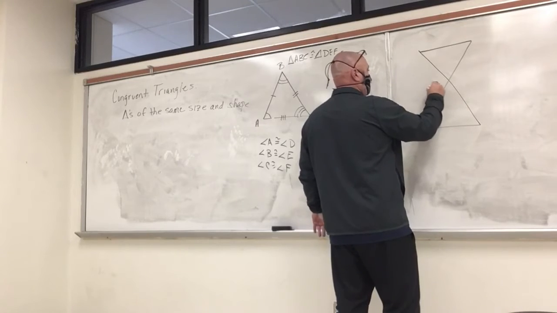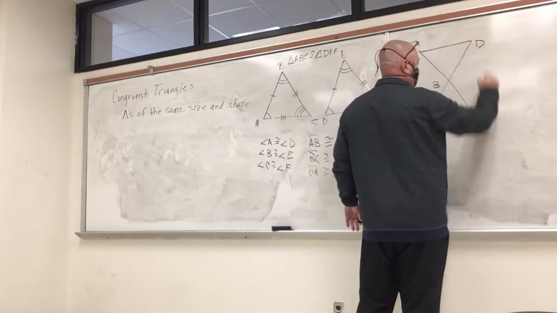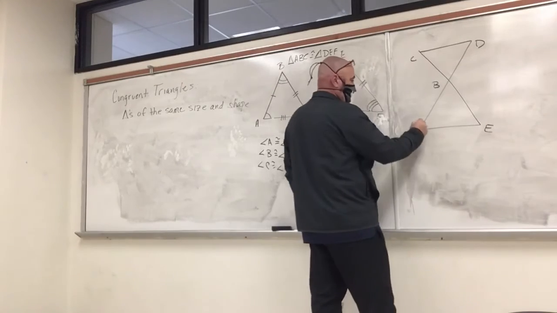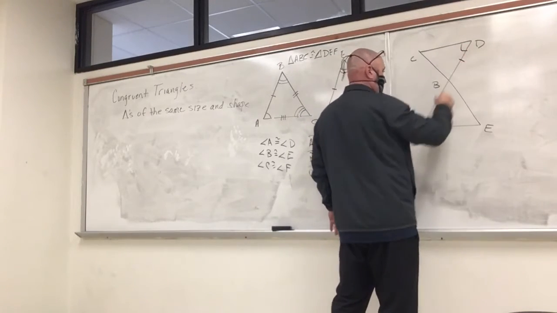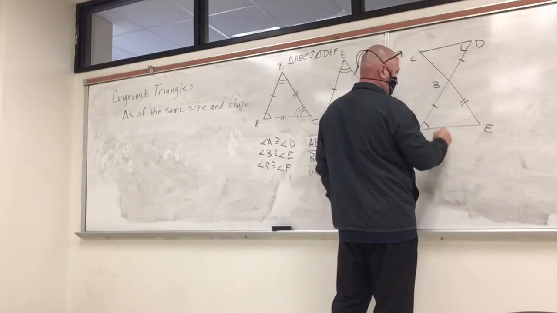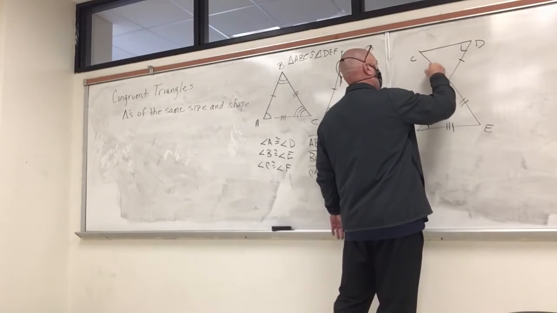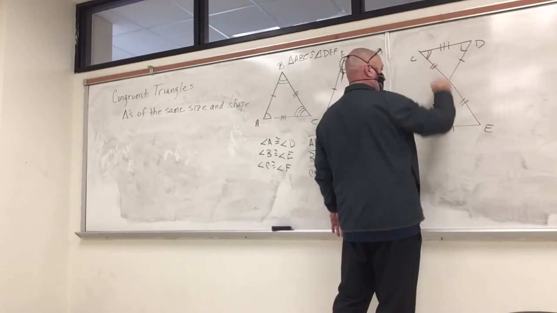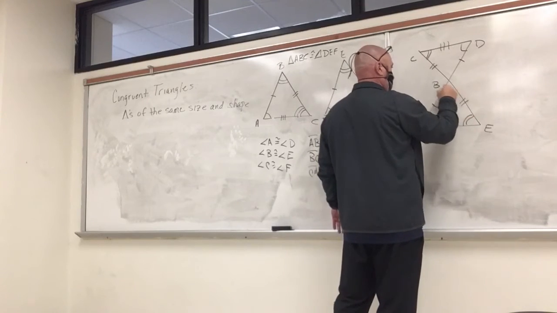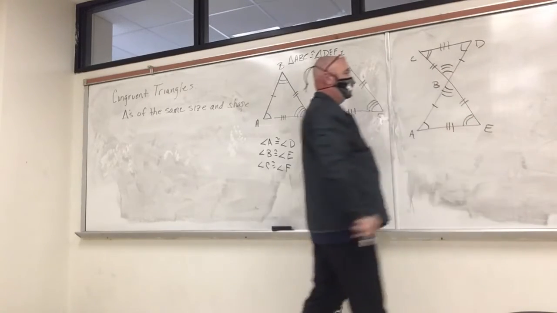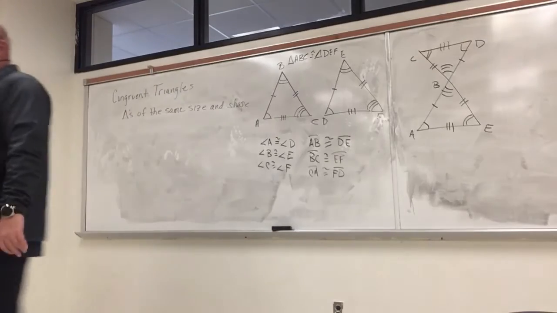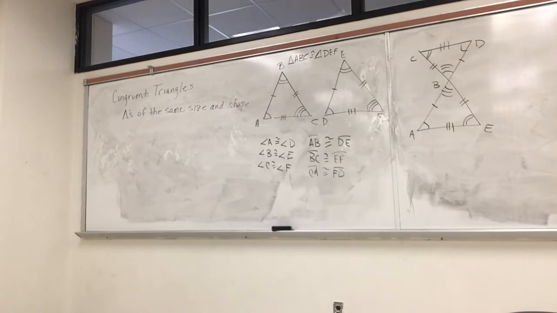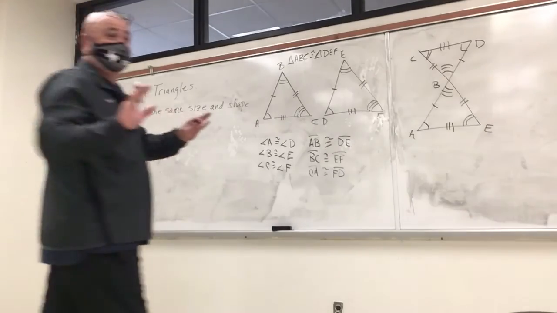A, B, C, D, E. That's congruent to that. Write congruency statements for the two triangles. All the angles, all the sides. Okay? And I'm going to show you a shortcut here. So pay attention. Let's do the angles because they're pretty simple.